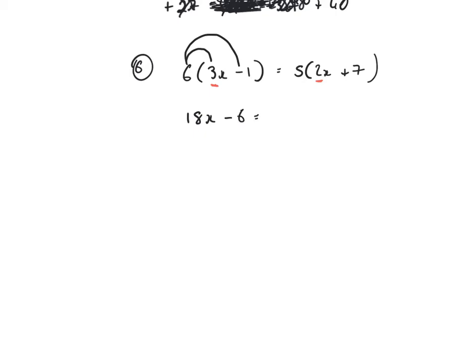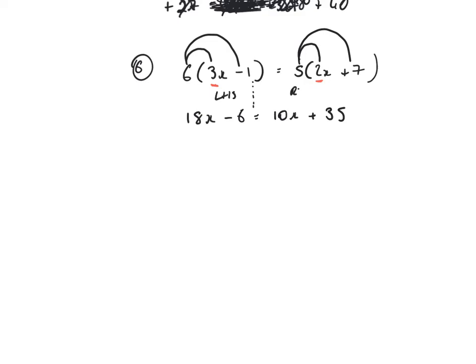Okay, let's try example 6. 6 bracket 3x minus 1 is equal to 5 bracket 2x plus 7. You can see I'm starting to introduce some bigger numbers here, not just x. Okay, so 6 lots of 3x, easy, that's 18x. 6 lots of minus 1, minus 6, is equal to 5 lots of 2x, 10x, and 5 lots of 7 is 35. At this point, just follow the rules, be careful.